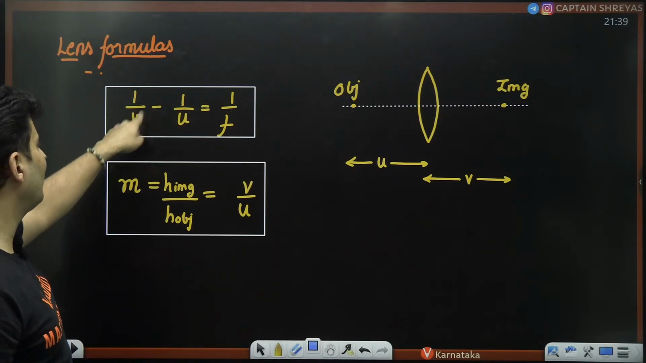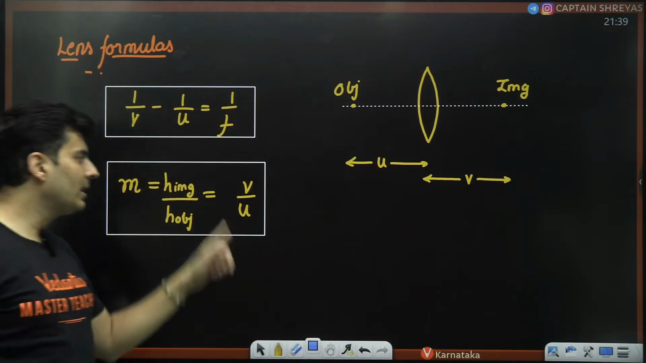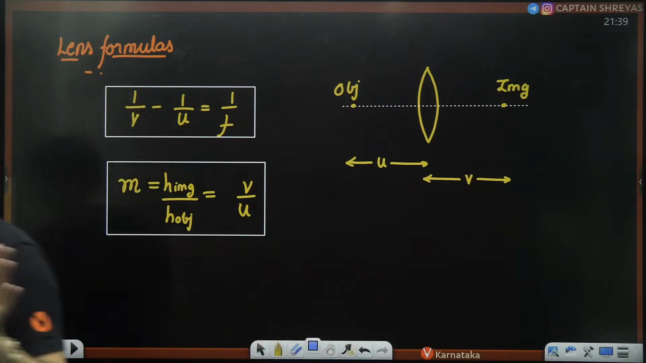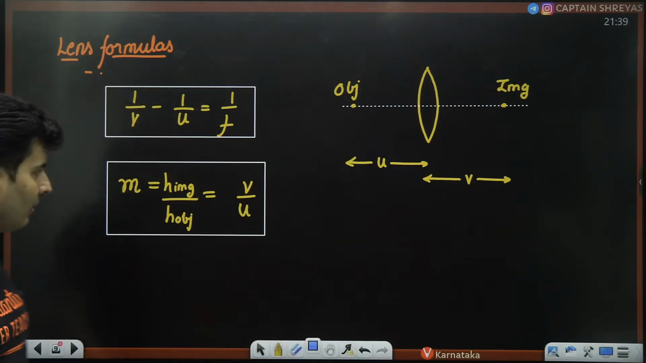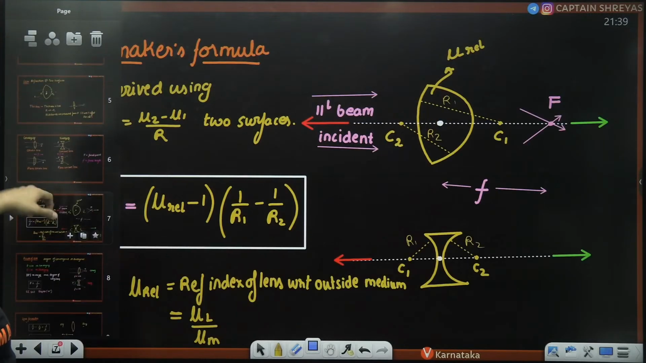Sign difference. Instead of 1 by v plus 1 by u, it is 1 by v minus 1 by u. And instead of negative v by u, it is plus v by u for magnification. Everything else is the same. Shall we now do some questions based on this? Okay, I hope these formulas are in your head.